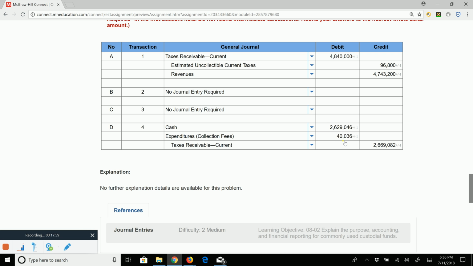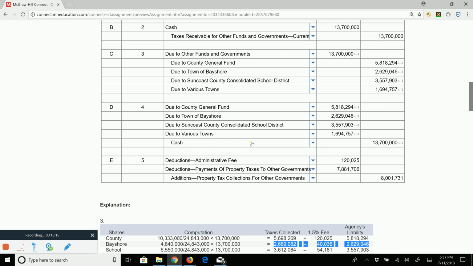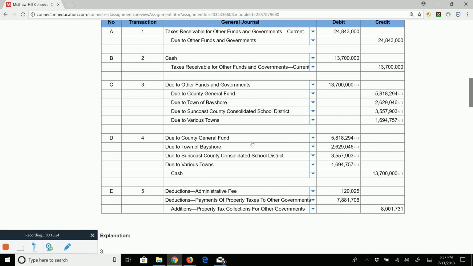The government that's doing the work, which is the general fund, is receiving a collection fee revenue, but all the other participating governments are going to be recording a collection fee expenditure. All right, so those are the basic journal entries that you are going to see in this situation, and that is basically what we are going to see for a custodial fund.